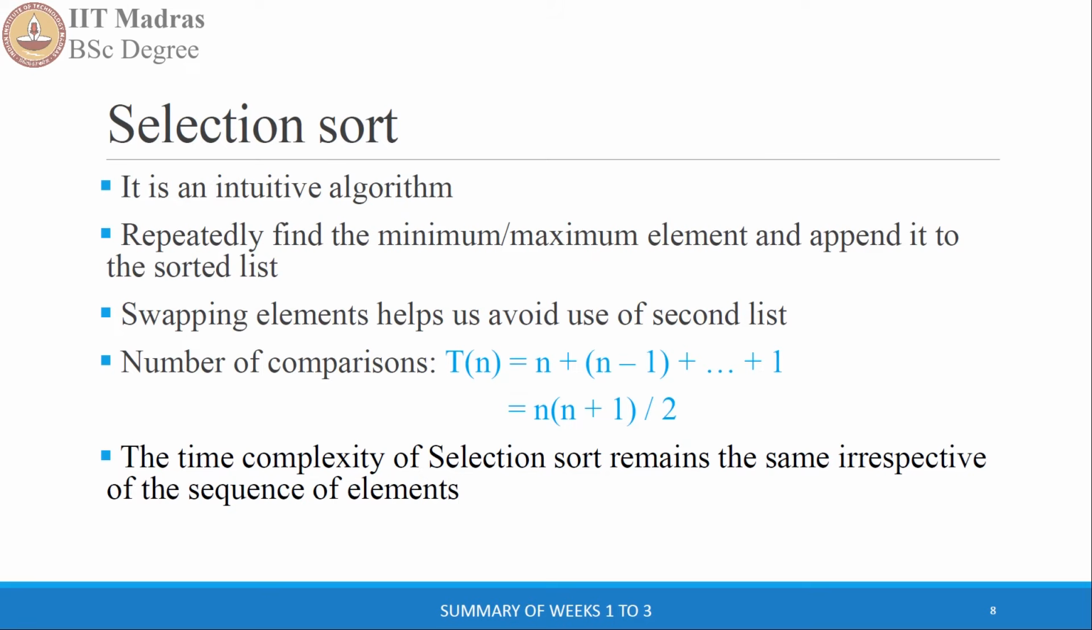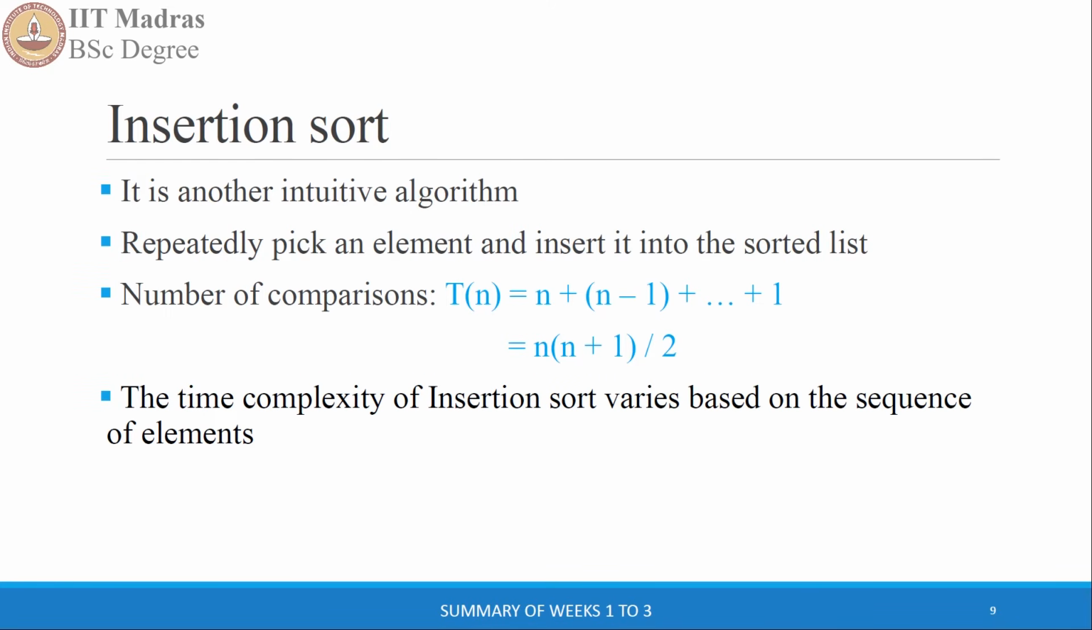The total number of comparisons this algorithm will do is n into n plus 1 by 2, which is nothing but big O of n square. Another important point to note is that the time complexity of selection sort remains the same irrespective of the sequence of elements, because every single time we have to iterate over the entire list to get the minimum or maximum. Another approach is insertion sort. Here, instead of selecting a minimum or maximum, we pick any element from the list and insert it into the sorted list.